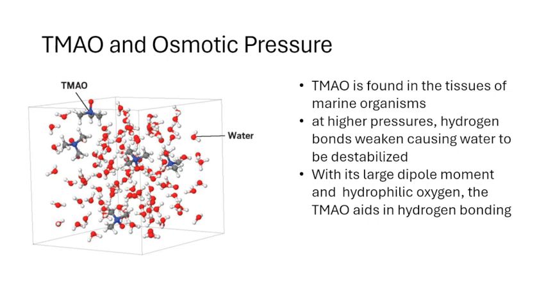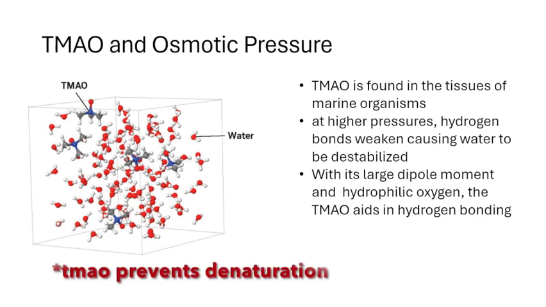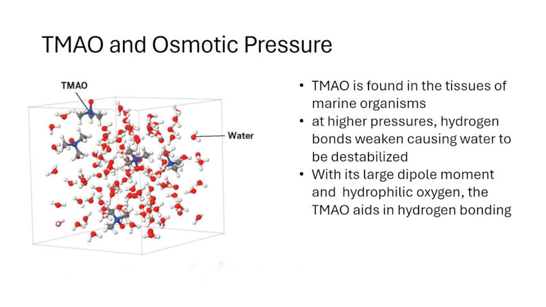as Owen mentioned before. And so the TMAO stabilizes the proteins in the marine organisms by counteracting the propensity for high pressure to force the water inside the proteins, and it denatures them. And there's a diagram that kind of helps demonstrate this. So the red is the oxygen, whereas the white is the hydrogen, and blue is the nitrogen. And as you can see, the TMAO aids in the hydrogen bonding.